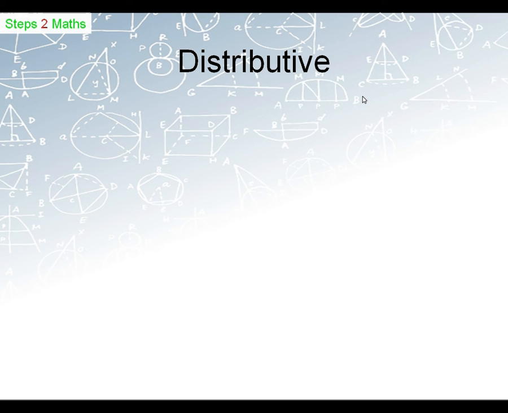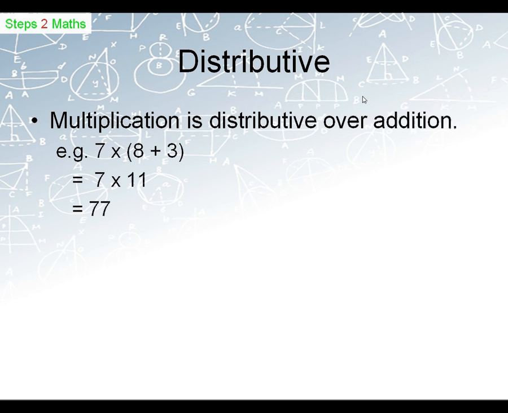So let's have a look at the term distributive. Multiplication is distributive over addition. Let's try and figure out what that means simply by looking at the example. In this example, we say that 7 multiplied by 8 plus 3 is equal to 7 by 11. Now you know from BIMDAS, brackets, indices, multiplication and division, addition and subtraction, that the brackets are done first in any particular expression. So we have 7 multiplied by 11, which gives us 77.